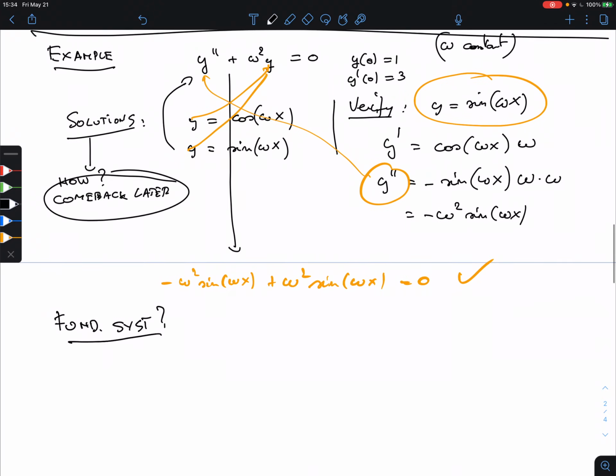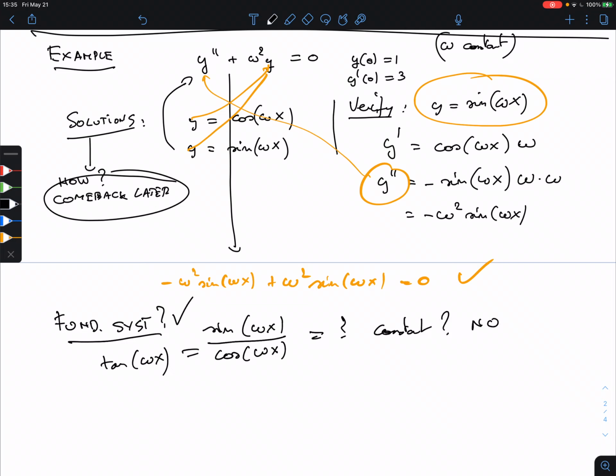Well, the only thing I need to check is whether one is a multiple of the other. So the question is, if I take sine omega x divided by cosine omega x, is this a constant? But what is this? This is by definition tangent of omega x, and tangent is not a constant. Tangent is a real function, right? So no.